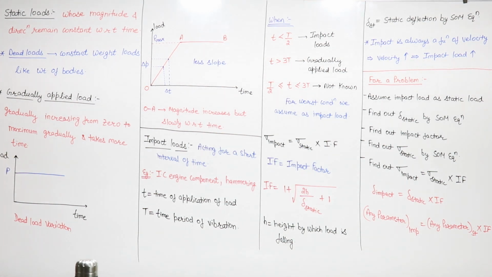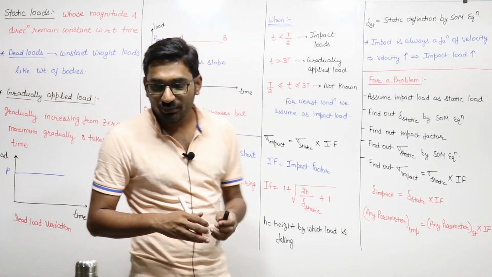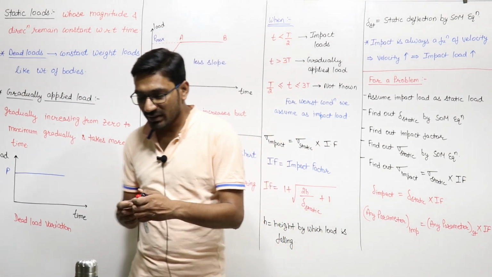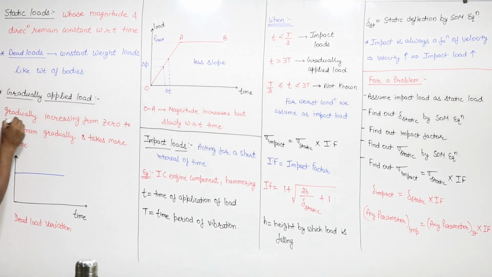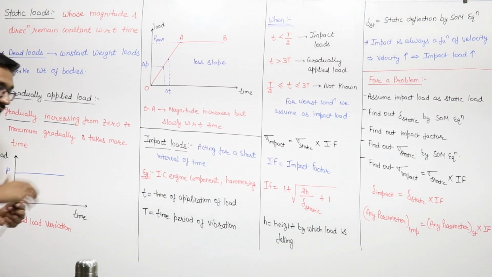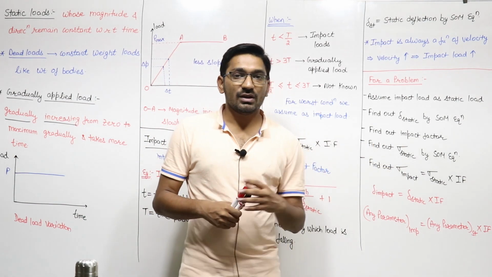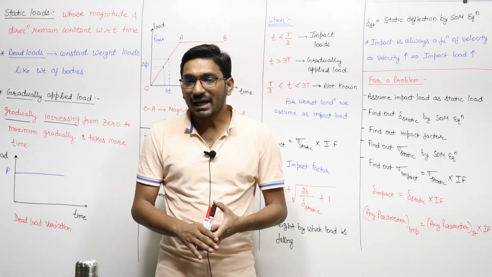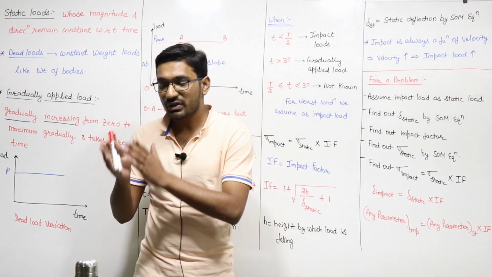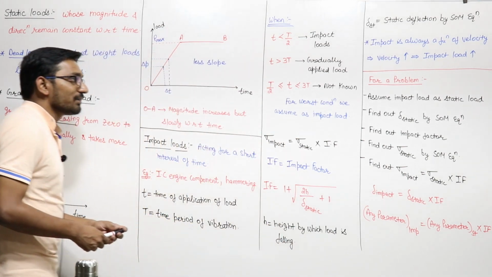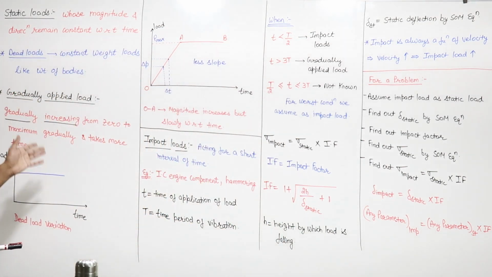The second type of static load is your gradually applied load, and gradually applied loads are those loads whose magnitude will gradually increase, right? This is the term: gradually increase from 0 to maximum, and in this increase of the magnitude of the force from 0 to maximum, the time will be more. The time taken by the force to reach from the 0 magnitude to the maximum magnitude is more. Then we can say that that type of load is your gradually applied load.